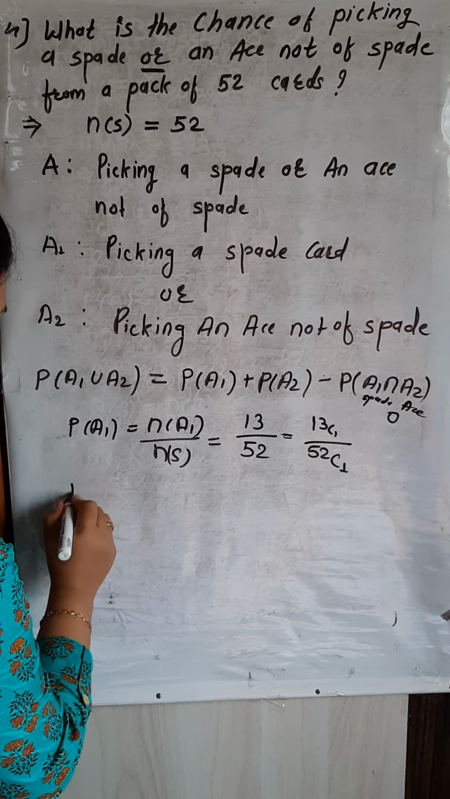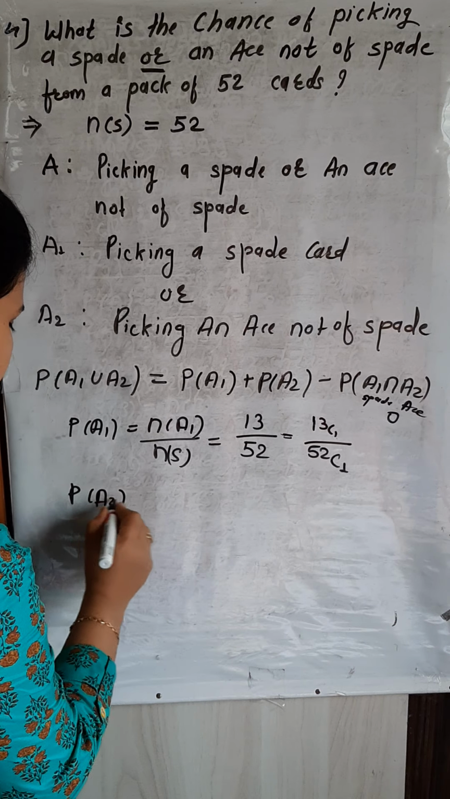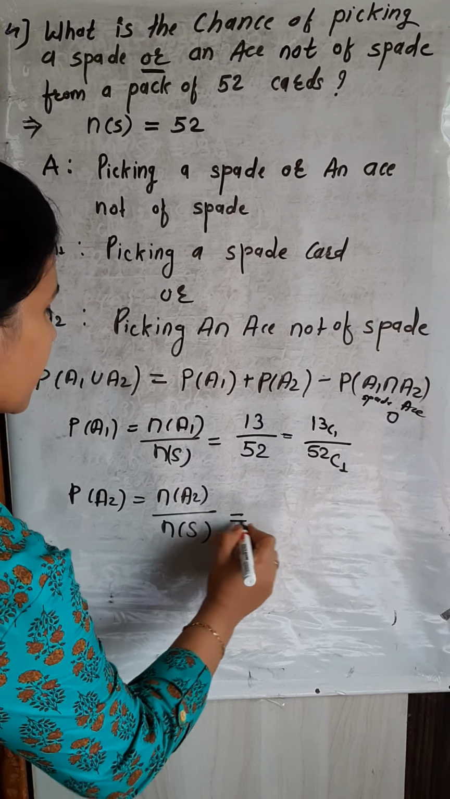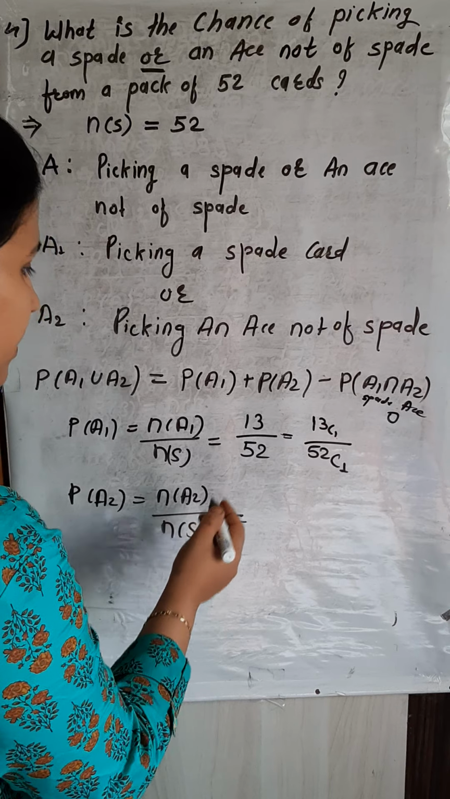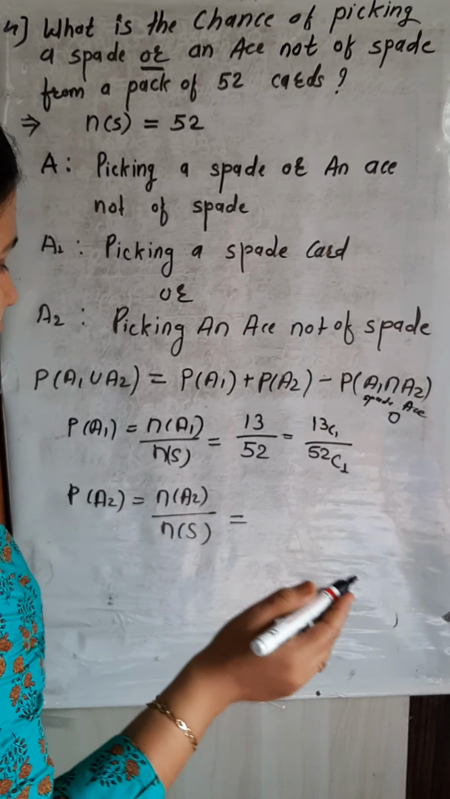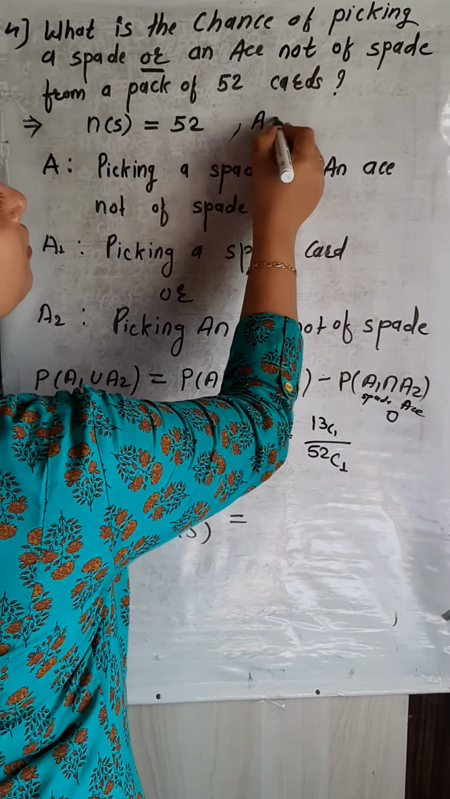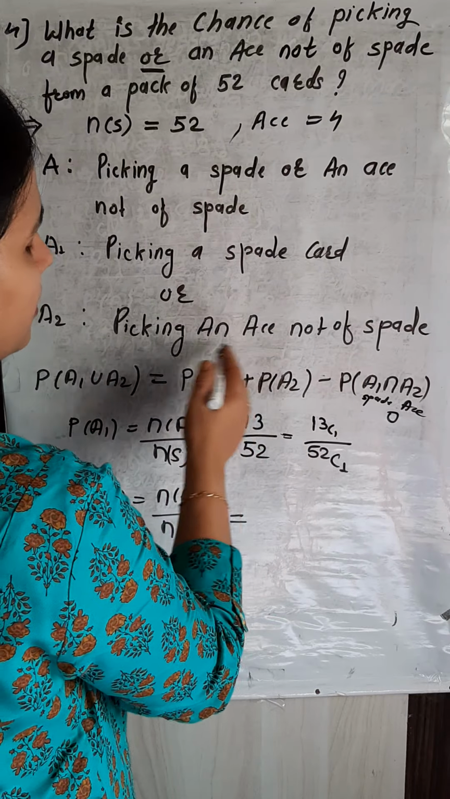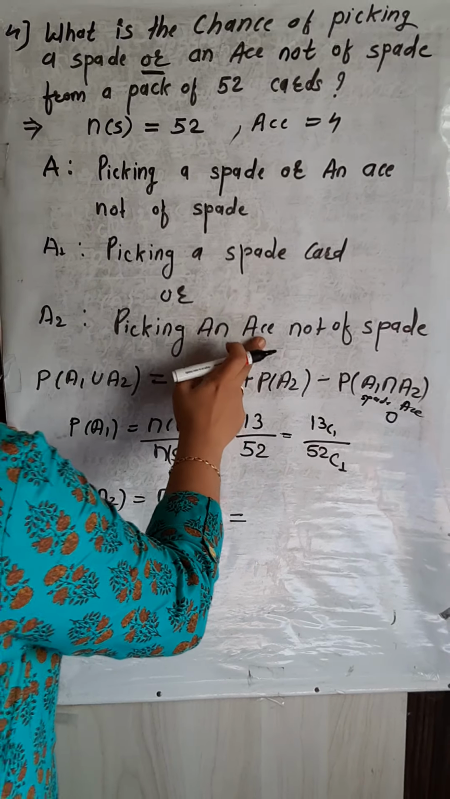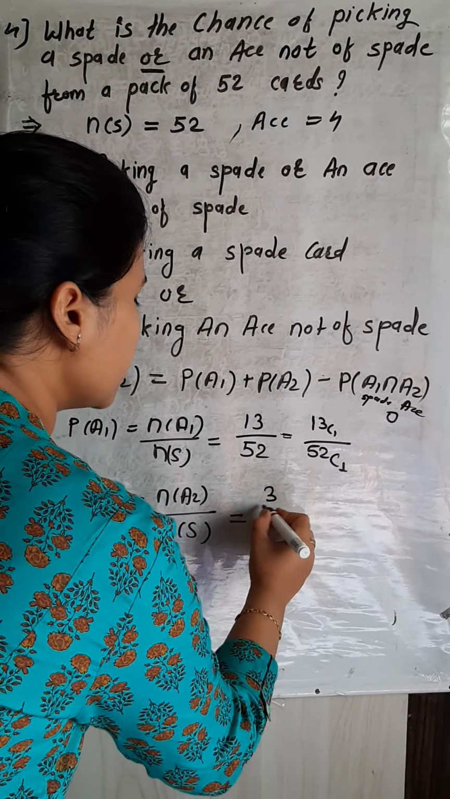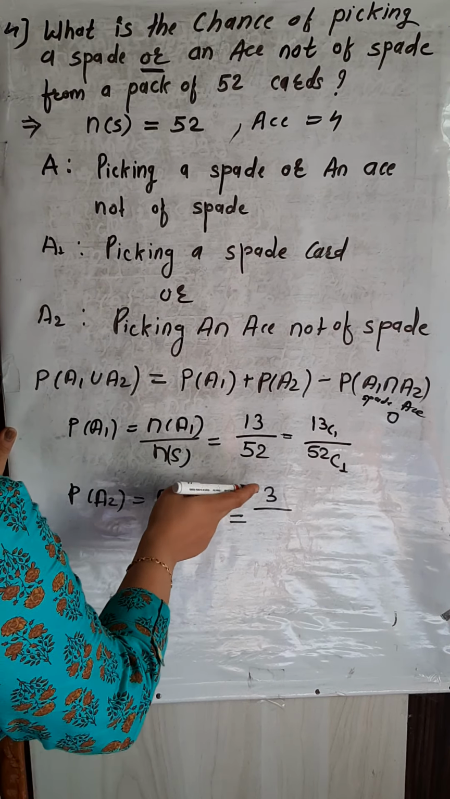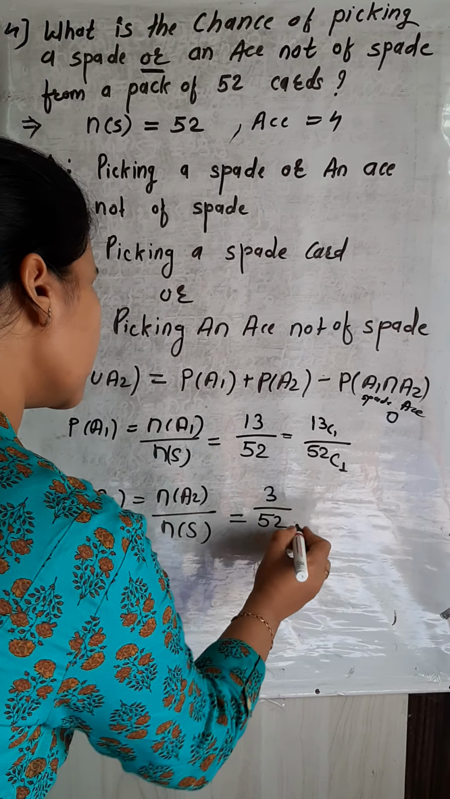First, then probability of A2, n of A2 divided by n of S. Now, n of A2 means number of favorable of S card not of spade. Total S card are 4 in a pack. But here S card not of spade. So if we left out the spade S card, then there will be only 3. Out of 4, 1 is of spade. So if we left out that card, then there will be only 3 cards, and total cards are again 52.